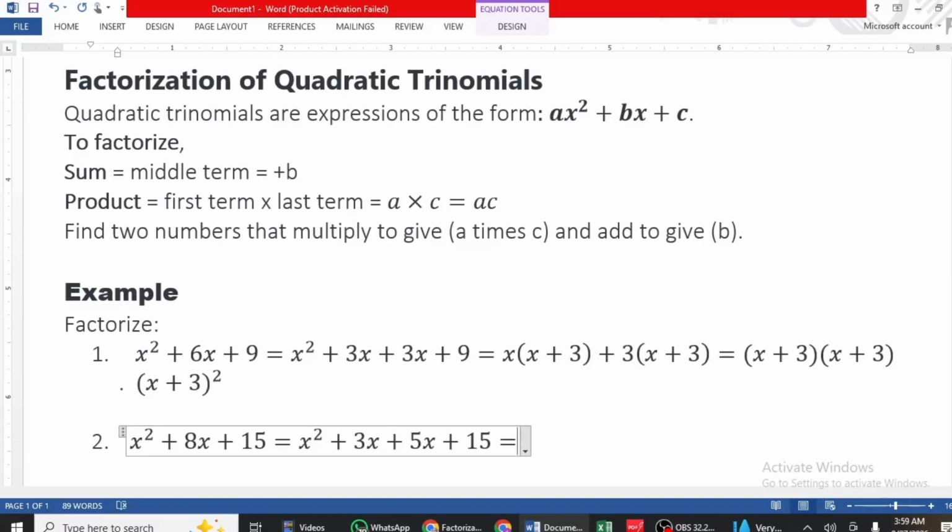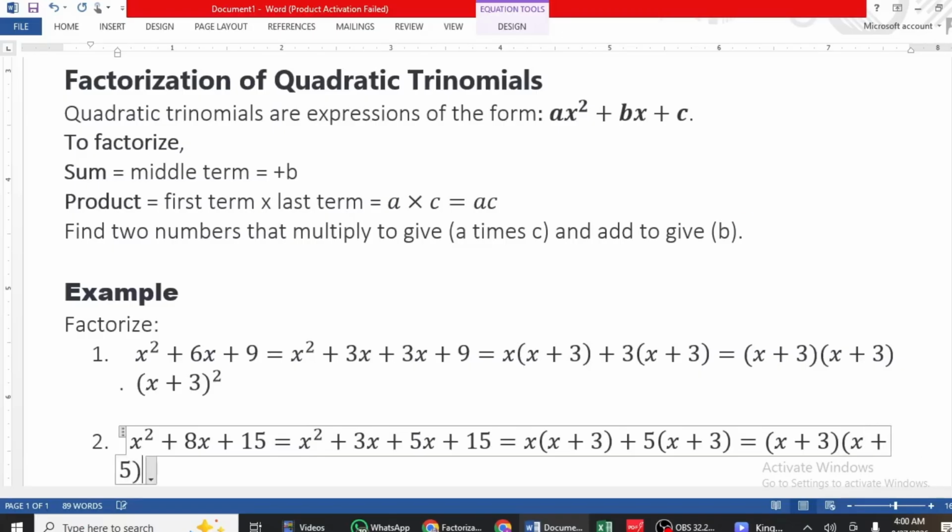And what is common to the first two is x. Then inside the bracket now will be x plus 3. Immediately after the first two, then you put the sign, which is plus. Then what is common to the second group is 5. Then you are going to have 5 into bracket x plus 3. And finally now your solution will be x plus 3 and x plus 5.